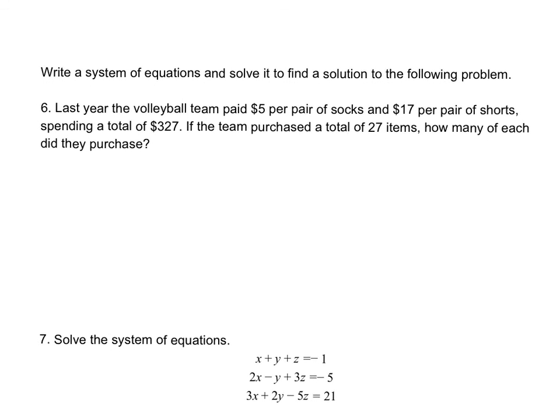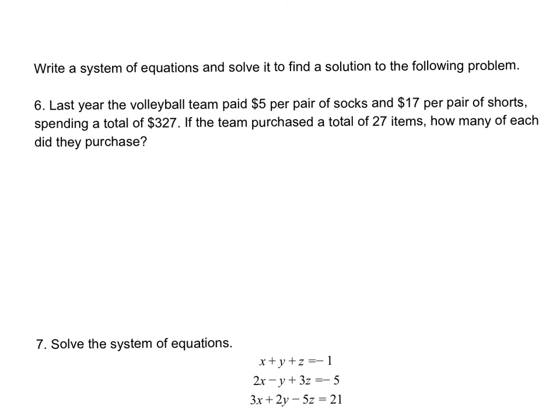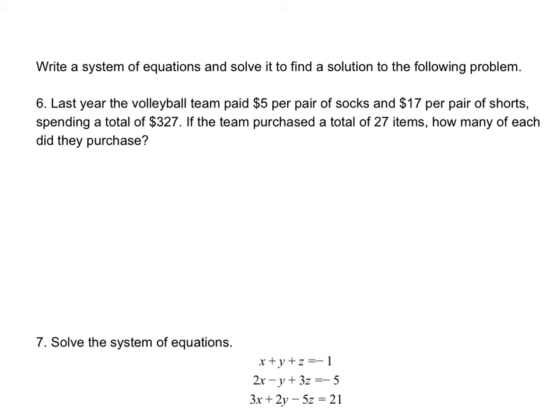So number 6, we want to write a system of equations that represents our word problem and then find the solution. So our problem states that last year the volleyball team paid $5 per pair of socks and $17 per pair of shorts, spending a total of $327. If the team purchased a total of 27 items, how many of each did they purchase? So it's important that we pick out the information that's going to give us our system of equations. So $5 per pair of socks, $17 per pair of shorts for a total of $327. We also know that they got 27 items.